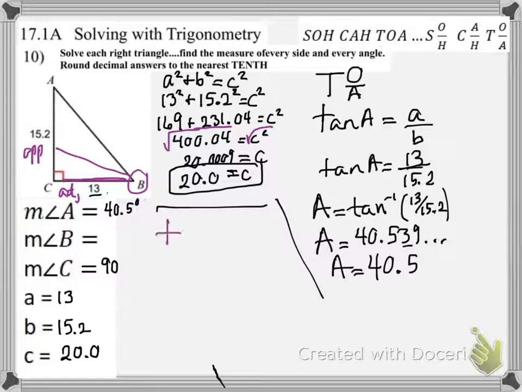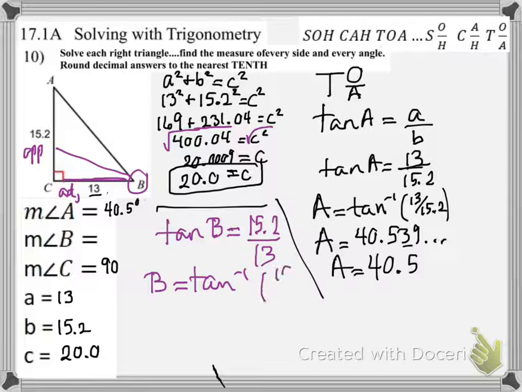So I could say the tangent of B equals the side opposite from B, 15.2, divided by the side adjacent to B, which is 13, which would give me B equals the inverse tan of 15.2 over 13, which gives me B equals 49.46 something.